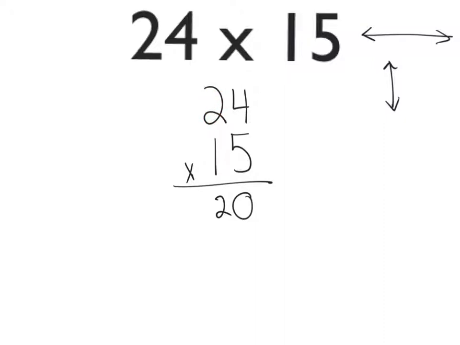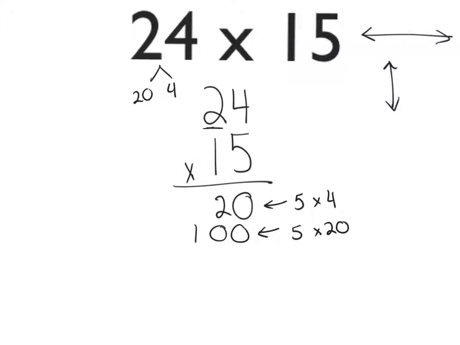Remember when we broke down 24 in the last one? We did 20 and 4. Well, this 2 actually represents 20, so you have to multiply it as if it was 20. So 5 times 20 is 100. So real quick, we have 5 times 4 and 5 times 20. Okay, we're distributing that 5 to every part of the 24.